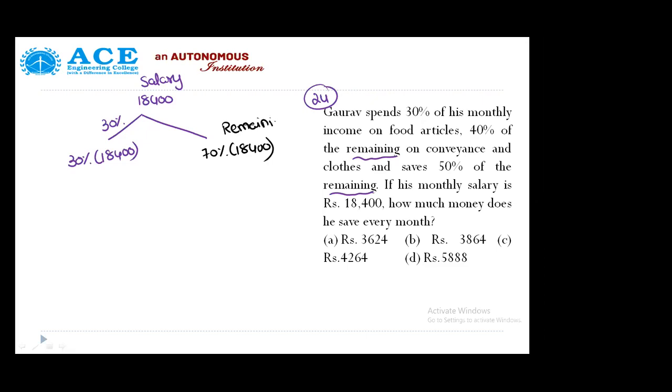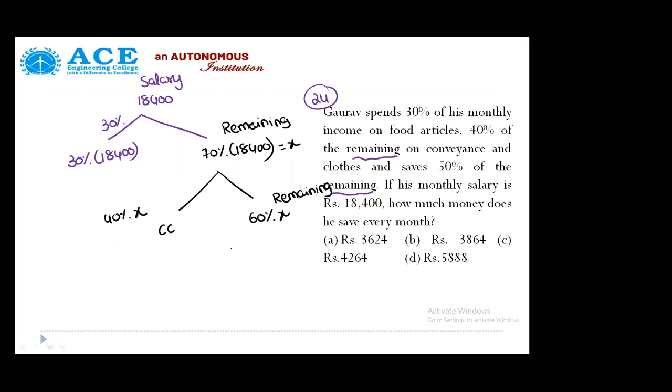Remaining is this. Next, they spend 40% of the remaining on clothes and conveyance. Let us consider all this together as X. They spend 40% of X, so the remaining is 60% of X. For better calculations, I am informing you of this method: you can consider this is now 60% of X. This is what remains. CC means clothes and conveyance in short.